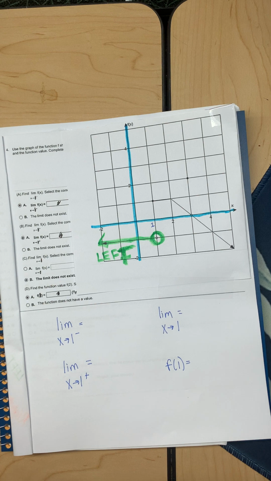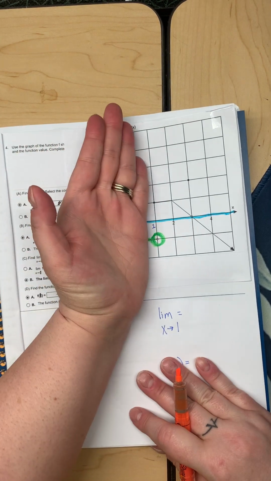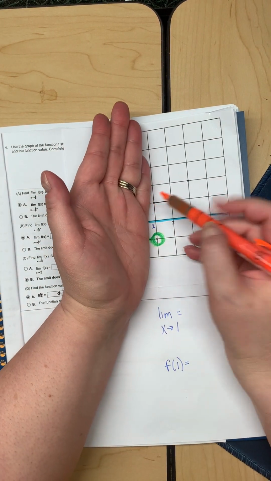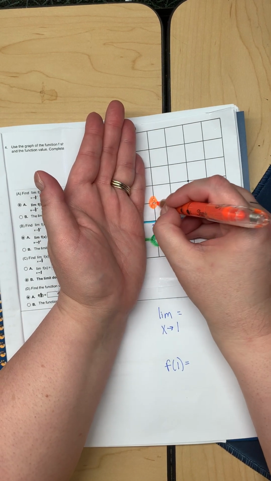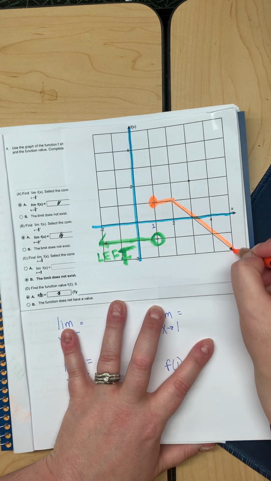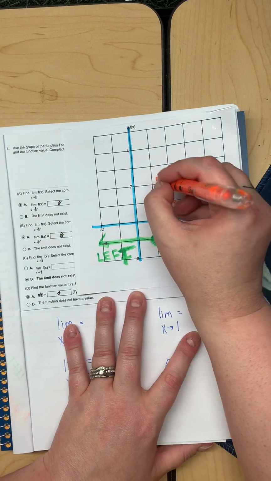Okay, then let's look at the right side of this curve. The right side, to the right of 1, looks like it starts at a closed hole and then goes something like this. Okay, so this is the right.